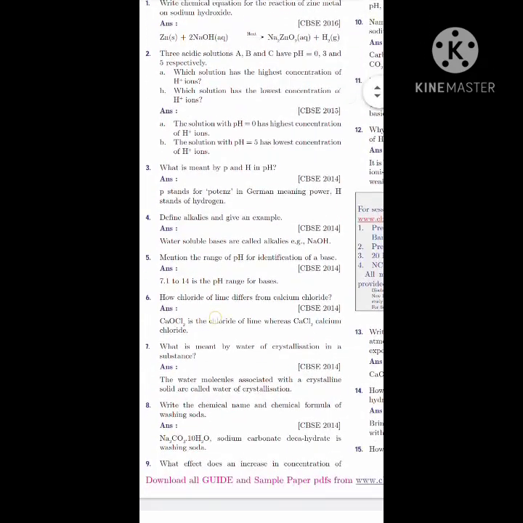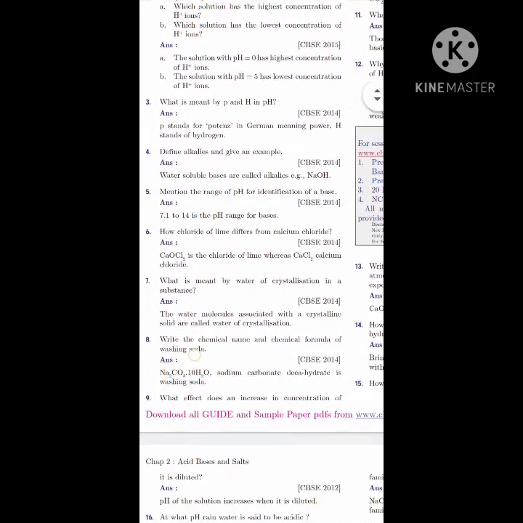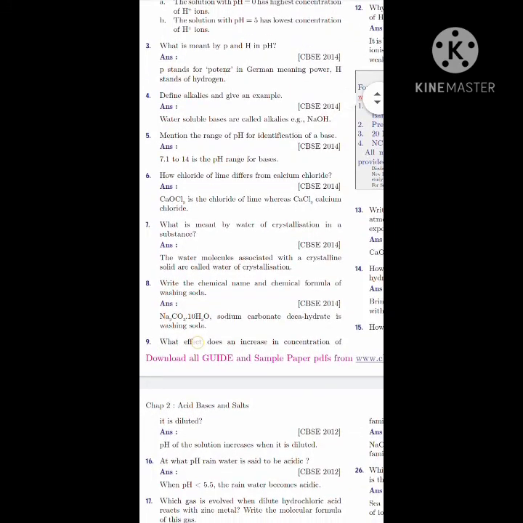Now, what is meant by P and H in pH? Very simple question. I have taught this one, right? P stands for potenz in German, meaning power. H stands for hydrogen, that is, power of hydrogen. So we call it pH. P should be a small letter and H has to be capital. This question was asked in the year 2014.